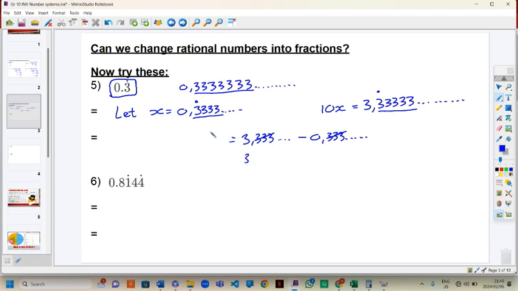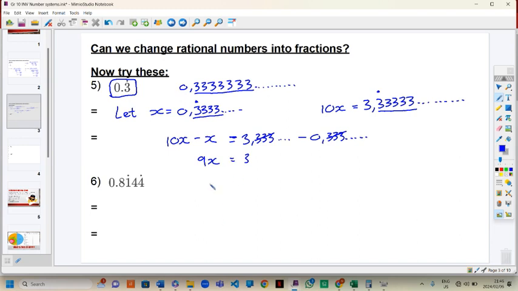But on this side, we're going to have an equation here. So if I said 3.333 minus 0.3333, what was 3.3333 equal to? Equal to 10x. So I've got 10x minus, what was 0.3333 equal to? 0.3333 was equal to x, minus x. Now what is 10x minus x? 9x.